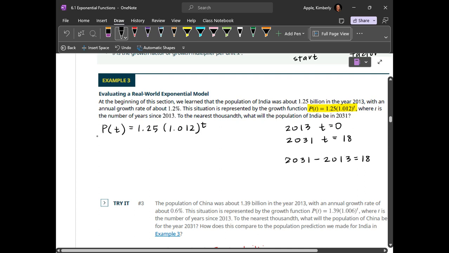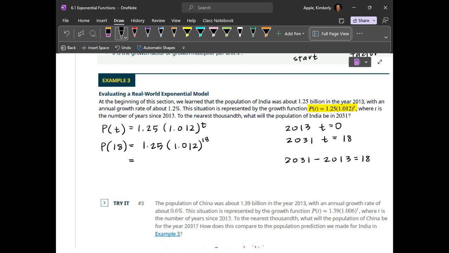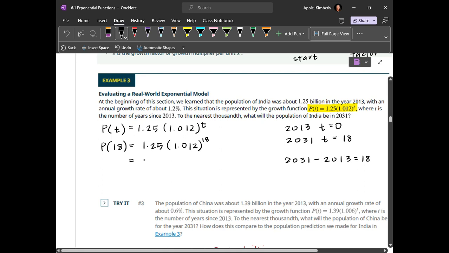So now I have a value for t, and I can evaluate the function at that value just like we did in the previous example. So I just plug in 18 for t, follow the appropriate order of operations, and from there we'll obtain the population in the year 2031, which is going to be approximately, again, to 4 decimal places.